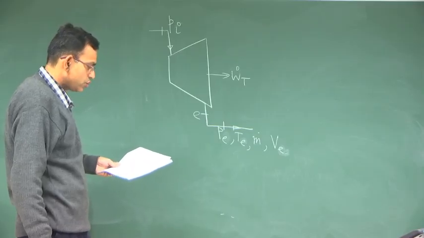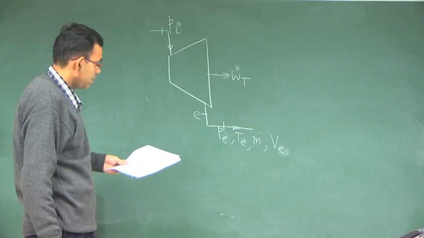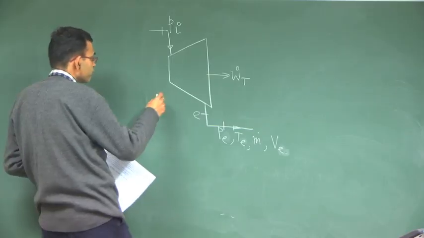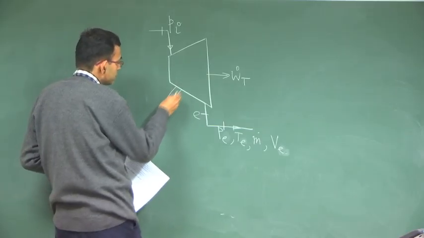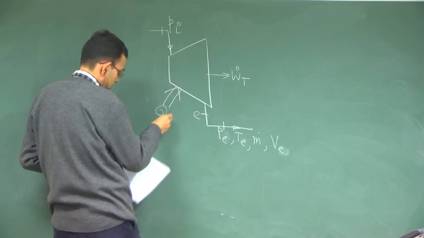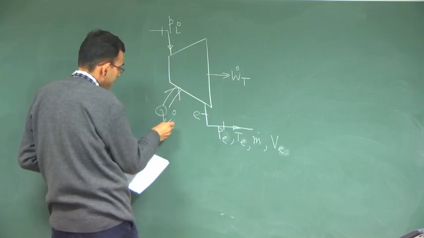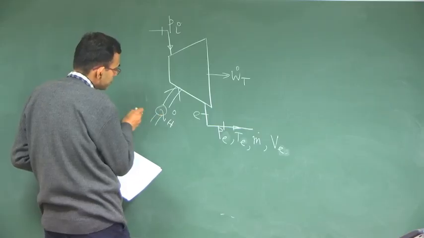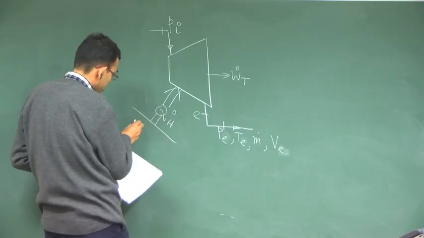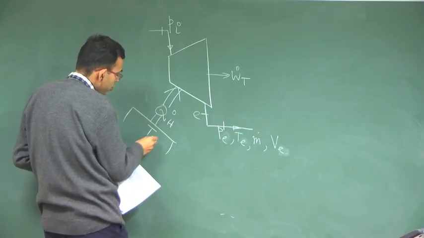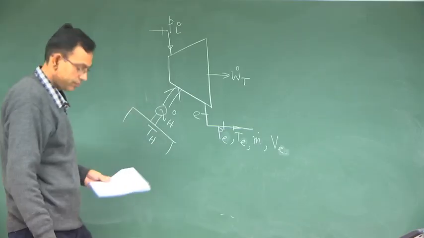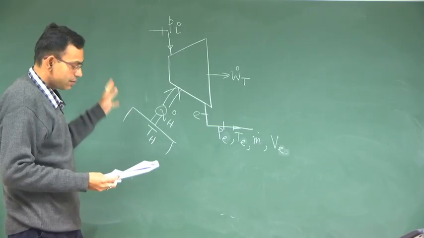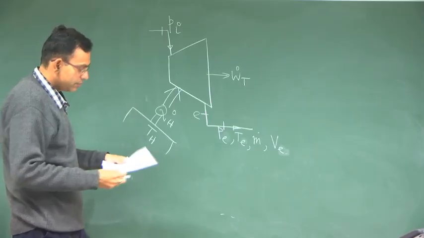So, what is told is that there is a heat transfer to the turbine. This takes place from a heat source at temperature TH. Okay. So, let us note down what data is given.